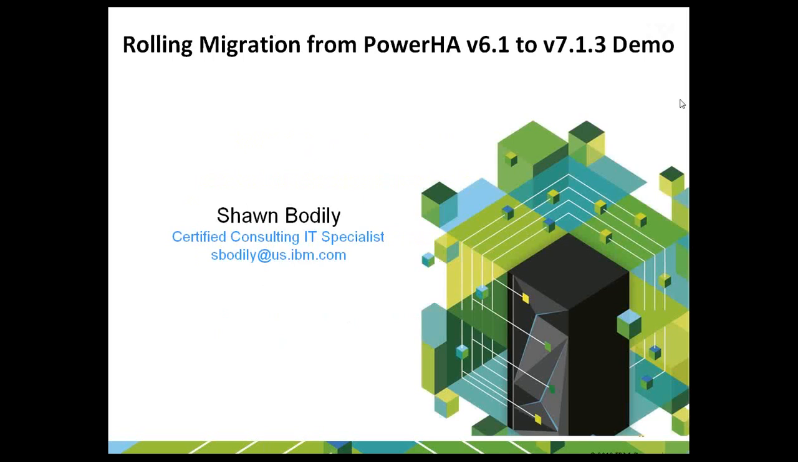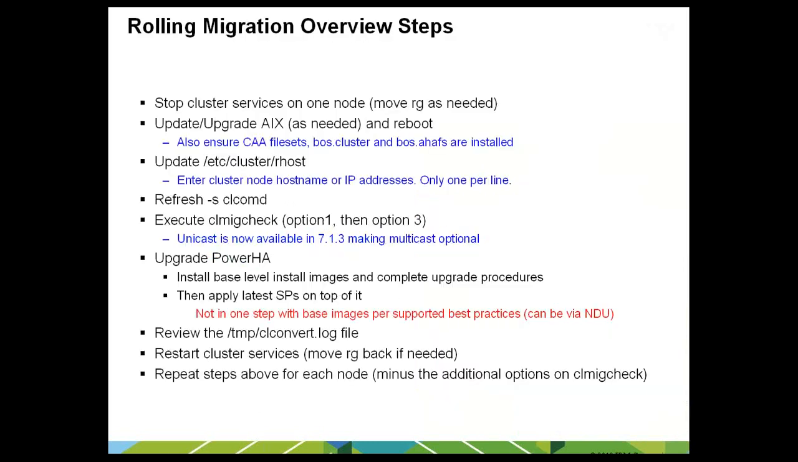Hi, my name is sbodily with IBM. I'm part of the Advanced Technical Sales Support team based out of Dallas, Texas. And I'm about to demonstrate how to perform a rolling migration from PowerHA System Mirror version 6.1 to 7.1.3. Now, the steps to perform this upgrade are exactly the same as it was to upgrade to 7.1.0 or 7.1.1 or 7.1.2. However, there is one new additional feature that I'm going to highlight in this process.